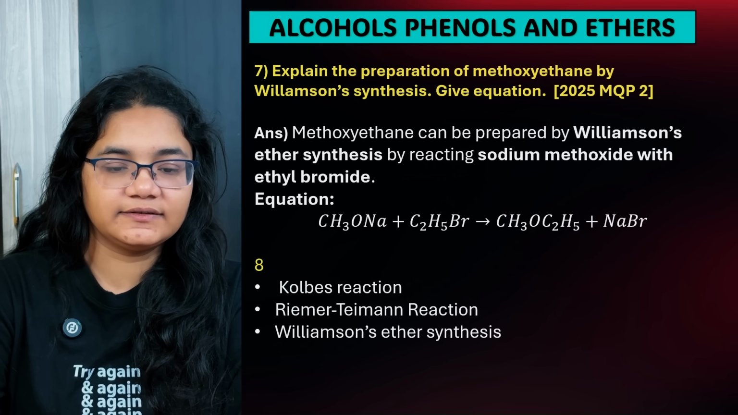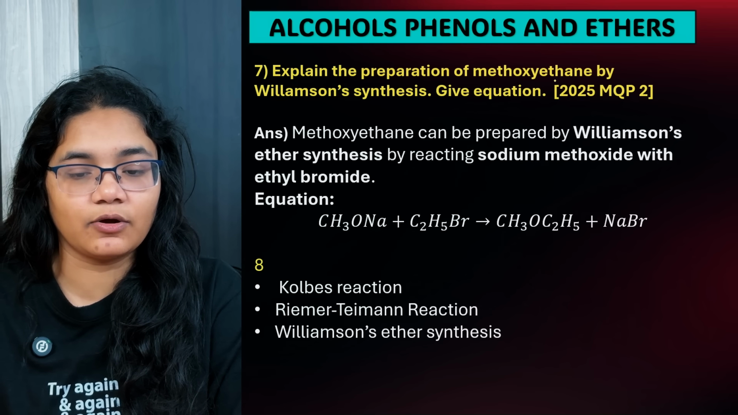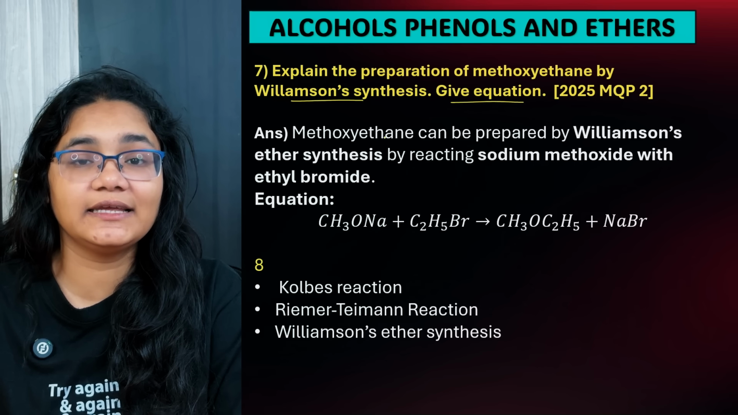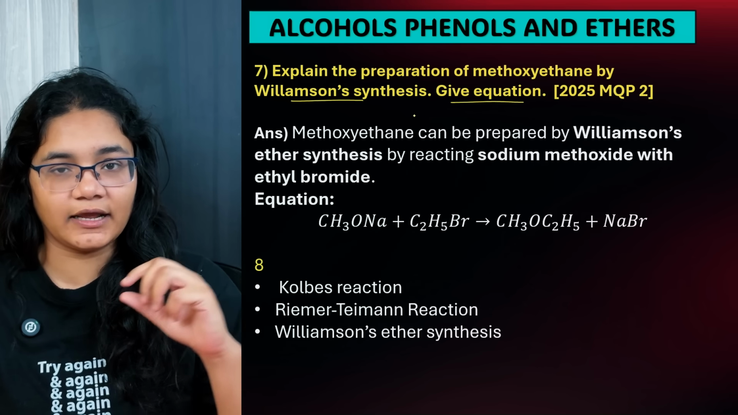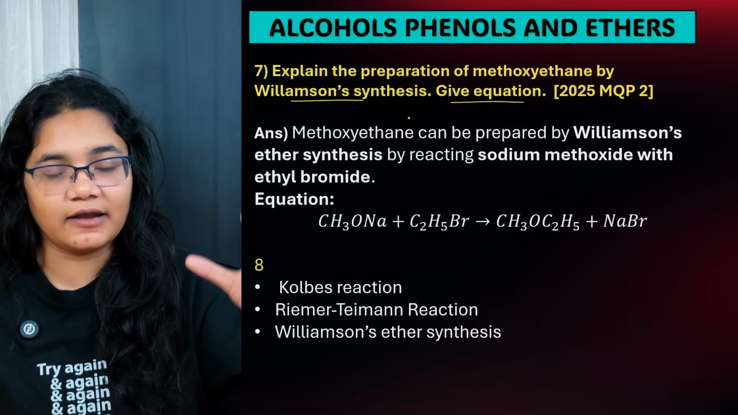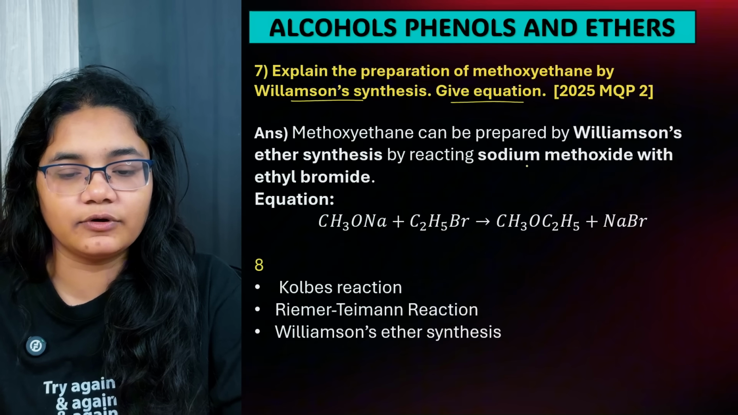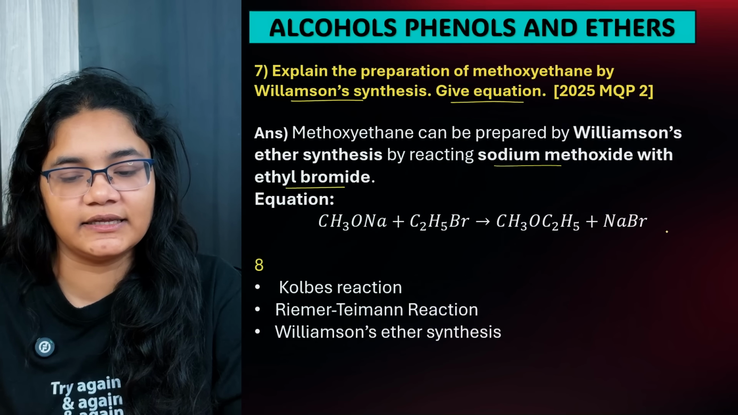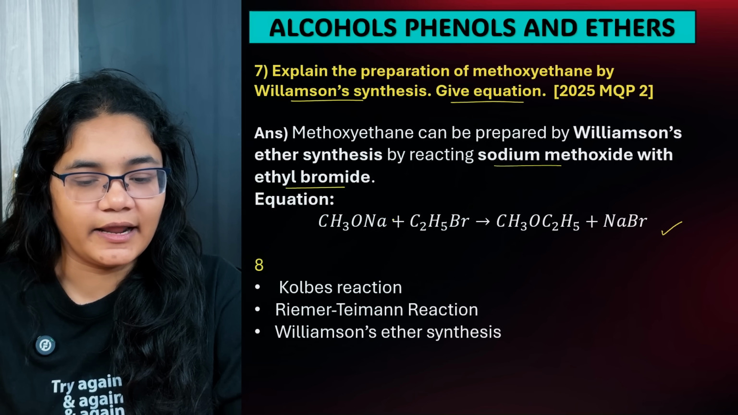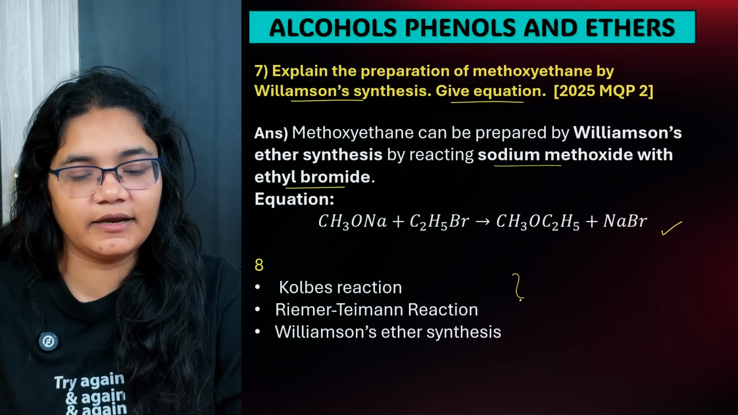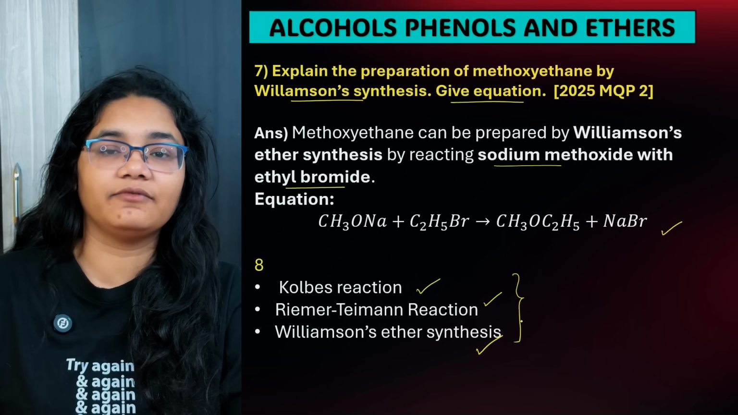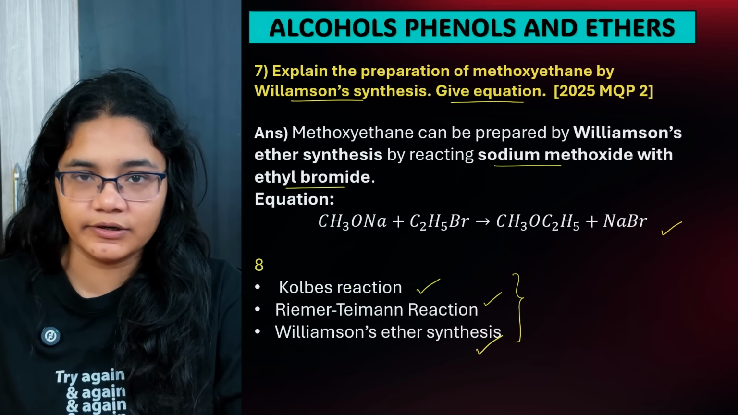Okay. Next, explain the preparation of methoxyethane by Williamson ether synthesis and give the equation. So in Williamson you have to take one alkoxide ion and one haloalkane, right? So if you react sodium methoxide with ethyl bromide, you will get methoxyethane. This is the reaction. After that, there are certain name reactions that you should definitely prepare: Kolbe's reaction, Reimer-Tiemann reaction, and Williamson ether synthesis from this particular chapter.